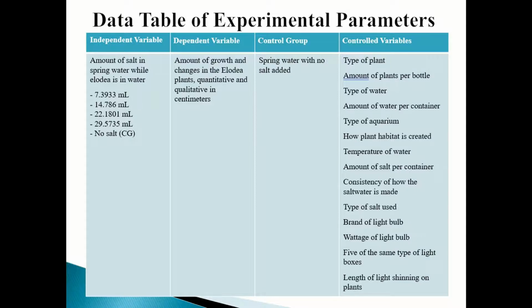The dependent variable of the experiment is the amount of growth and changes in the Elodea plant. These growths and changes were measured through both quantitative and qualitative measurements, which were measured in centimeters. There were also many controlled variables in the experiment, such as the type of plant used, the temperature of the water, the wattage of bulb used.